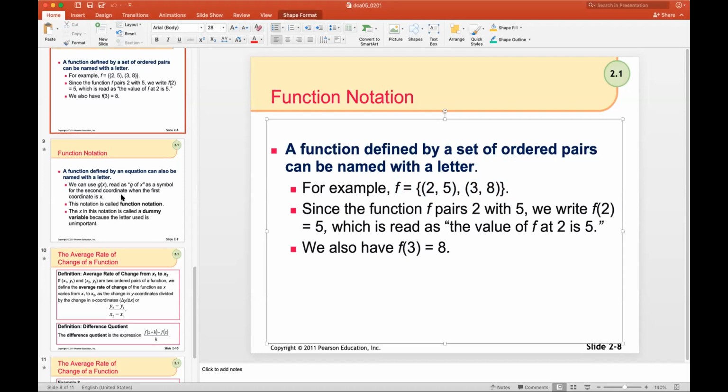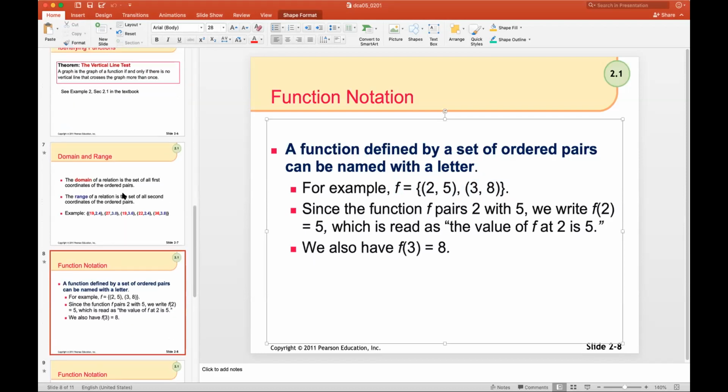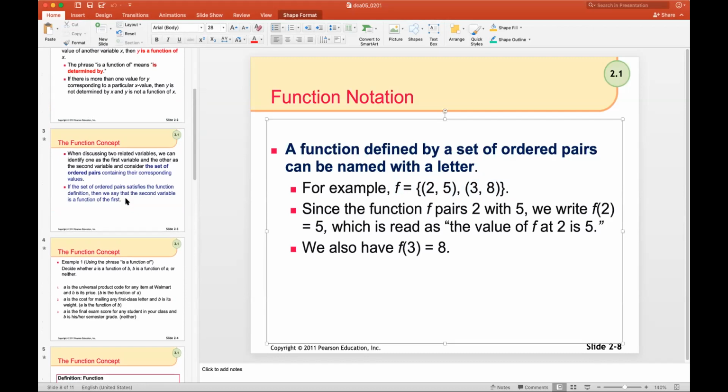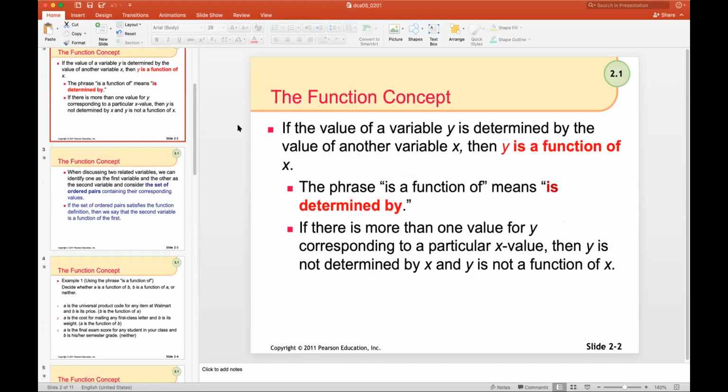If somebody asks you about the function definition, you may just say that a function between two variables x and y means that y is a function of x. It means that y is determined by x, so a variable is determined by another variable x. But that's not the precise definition of a function.